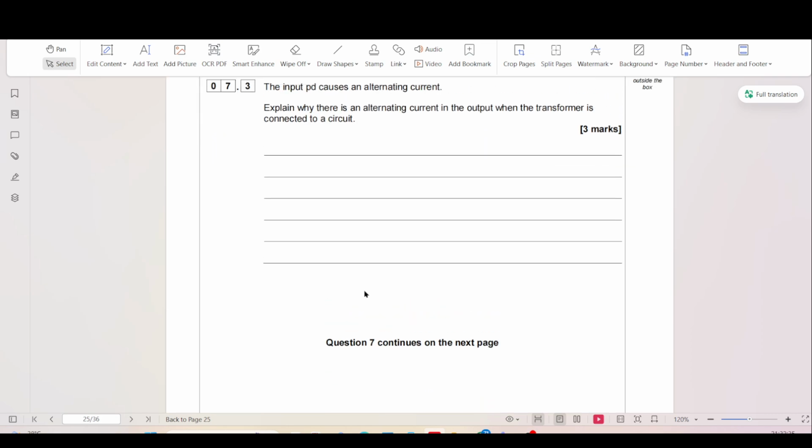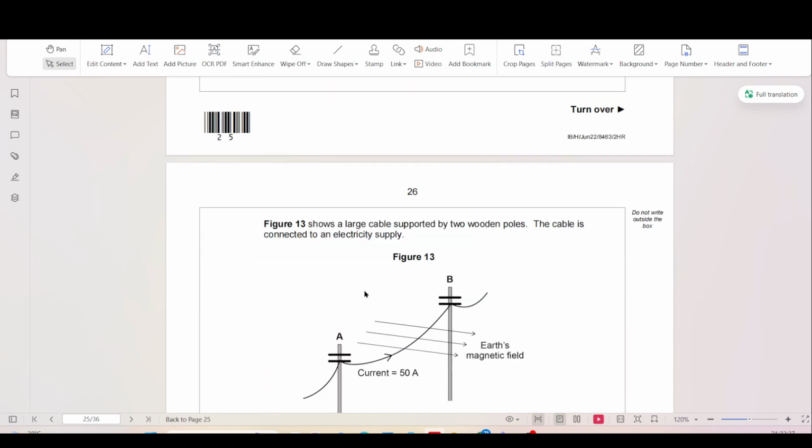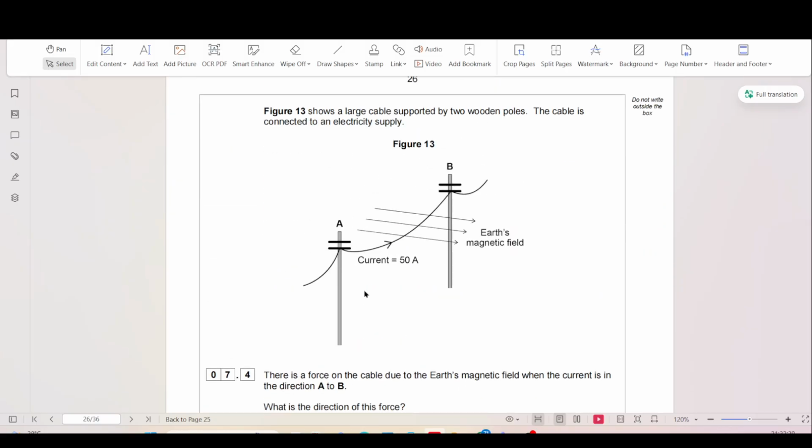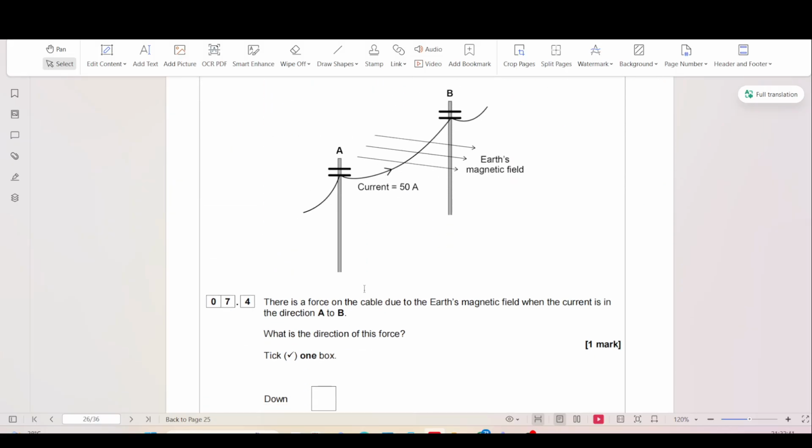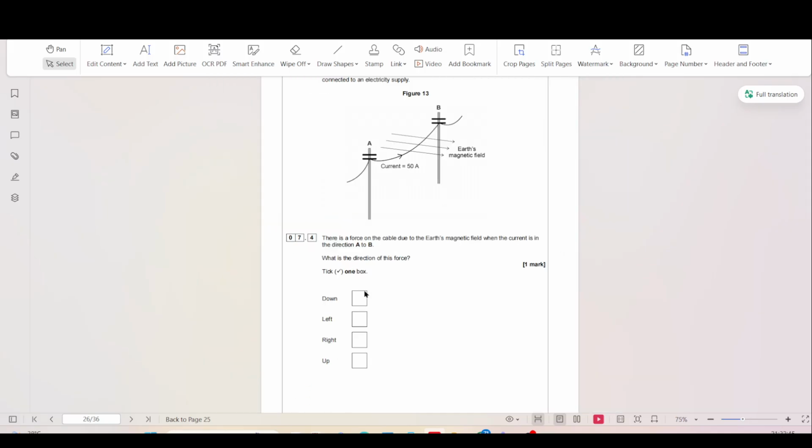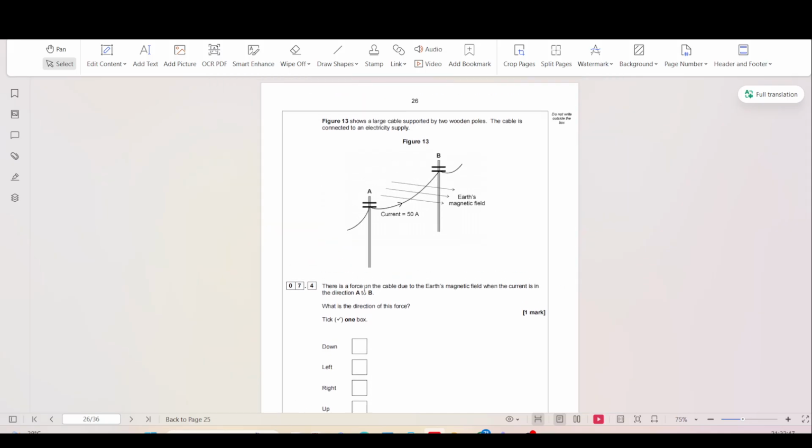Clear? Did you write? Okay, let's start with 7.4. Figure 13 shows a large cable supported by two wooden poles. The cable is connected to an electricity supply. There is a force on the cable due to Earth's magnetic field when the current is in direction A to B. What is the direction of this force?